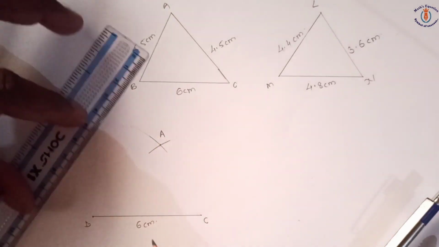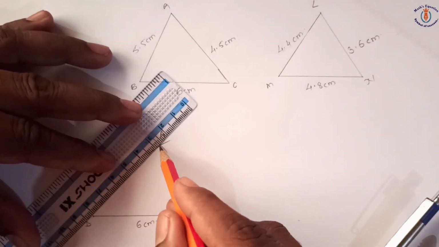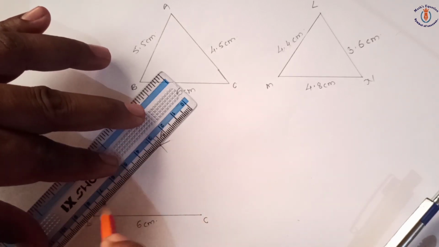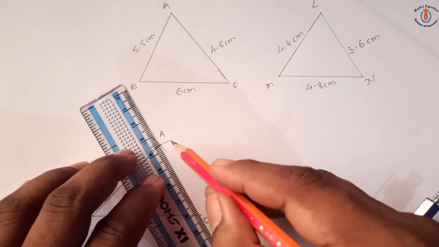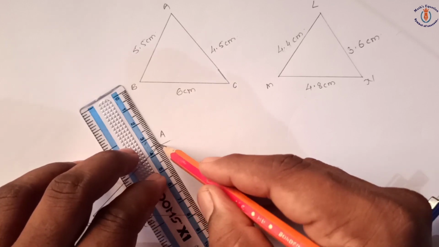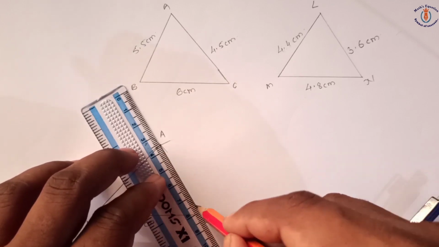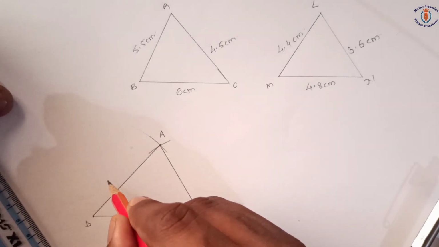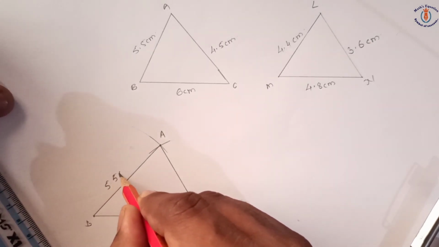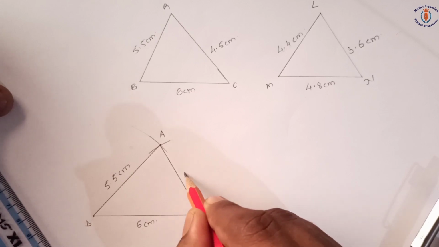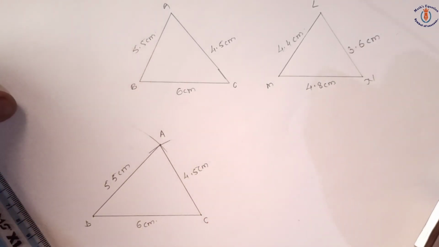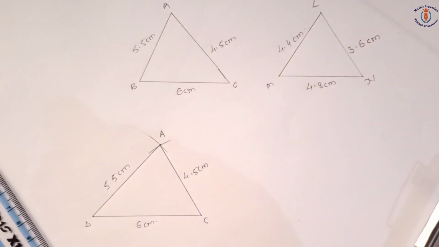And let's join this A with B. This is the point A, and now point A with C. So write down the measures of both segments: 5.5 centimeter and this one is 4.5 centimeter. In this way easily you can construct triangle ABC.